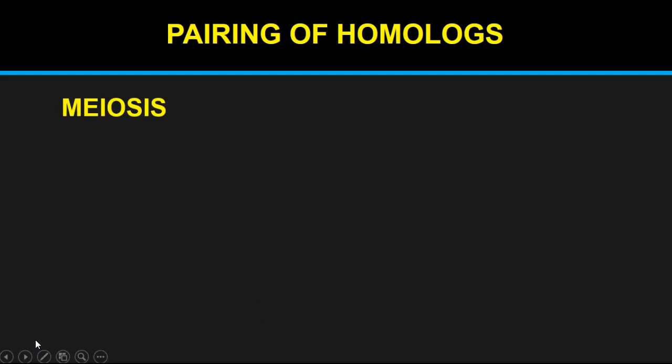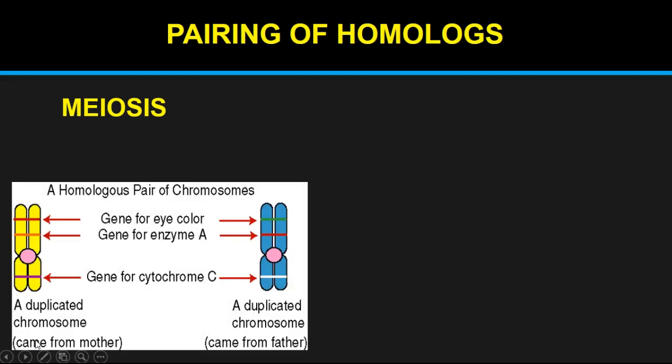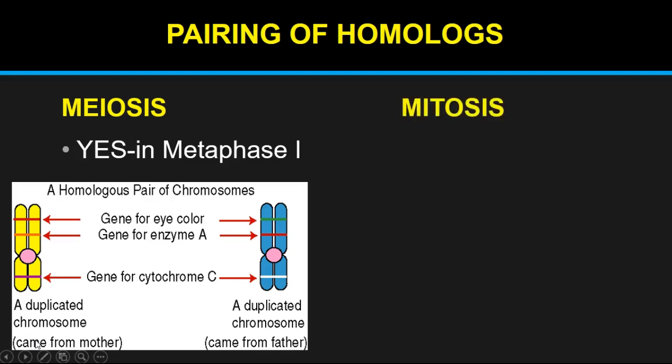Pairing of homologs, or homologous pairs as we referred to them. Yes, meiosis does have pairing of homologs, and this occurs in metaphase 1. And mitosis does not have pairing of homologs.